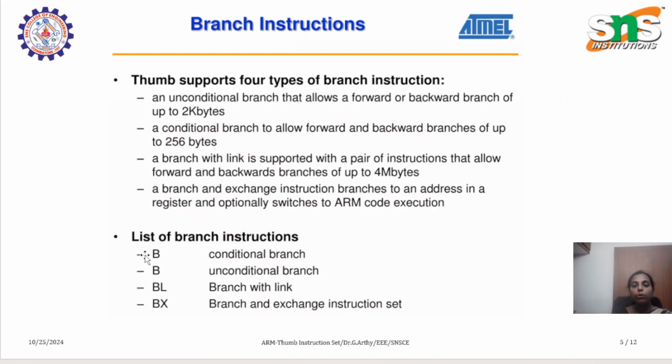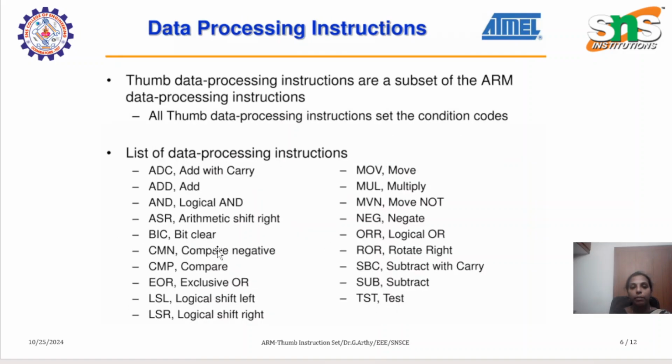Thumb supports four types of branch instructions. One is an unconditional branch that allows a forward or backward branch of up to 2 kilobytes. A conditional branch allows forward and backward branches of up to 256 bytes. The list of branch instructions is: conditional, unconditional, BL and BX.